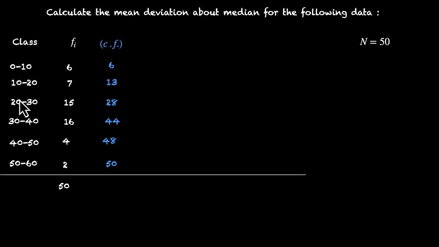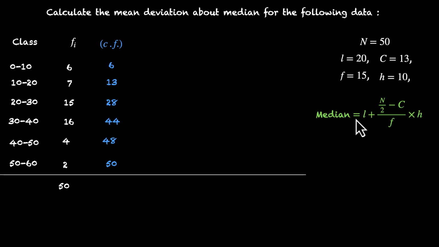The lower limit of this class is 20. The cumulative frequency till this class is going to be 13. We've covered 13 entries till this class. So C is 13. The frequency of this class is 15 and the size of all these classes is 10. H is 10. We'll use these values to figure out the median. The formula for median is L plus (n by 2 minus C) by F times H. So plugging in values of L, n, C, F, and H, we can get the median.